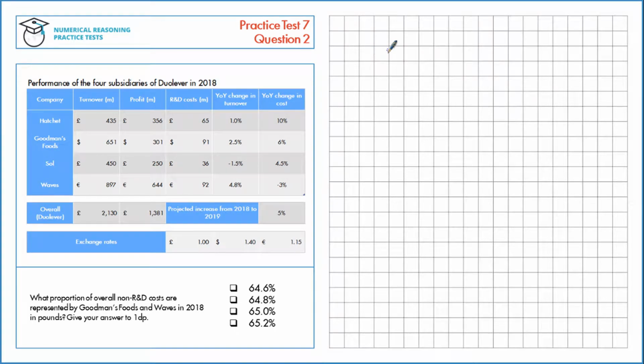What proportion of overall non-R&D costs are represented by Goodman's Foods and Waves in 2018 in pounds? Give your answer to one decimal place. First, we need to know the overall non-R&D costs.